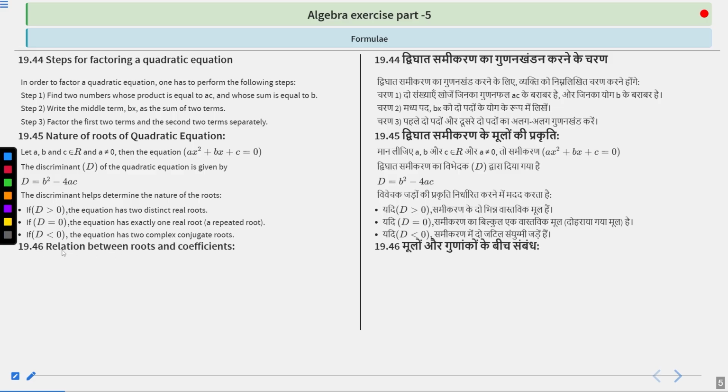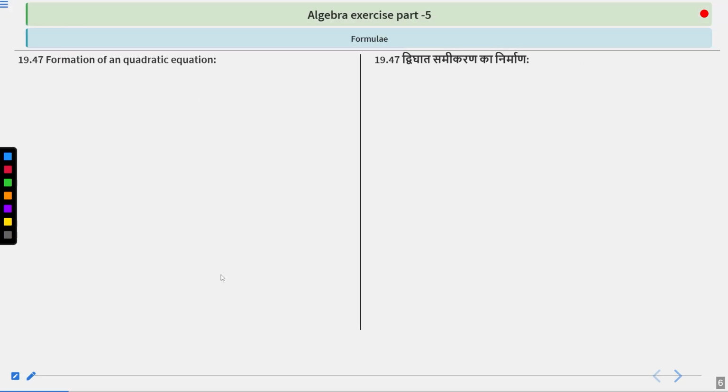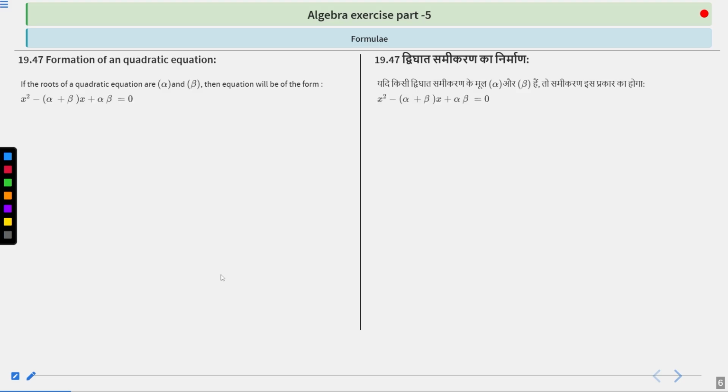Formula 19.46, relationship between roots and coefficients. If alpha and beta are the roots of quadratic equation ax square plus bx plus c equal to 0, then sum of the roots alpha plus beta is going to be equal to minus b upon a, and product of roots alpha into beta is equal to c upon a. Next is formation of a quadratic equation. If the roots of a quadratic equation are alpha and beta, then the equation will be of the form x square minus (alpha plus beta) into x plus alpha into beta is equal to 0.